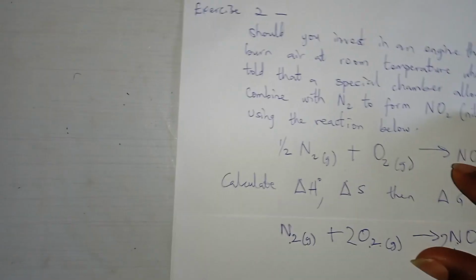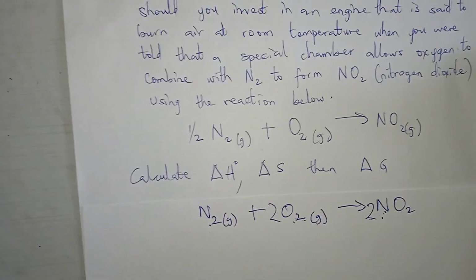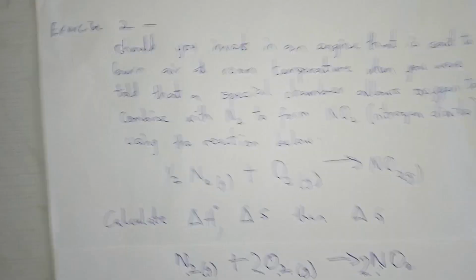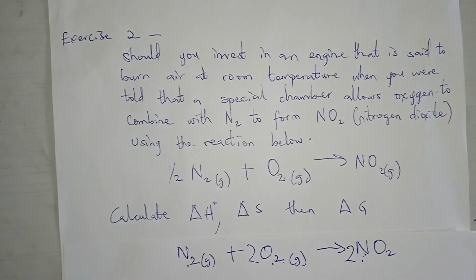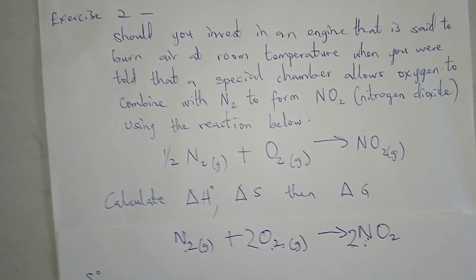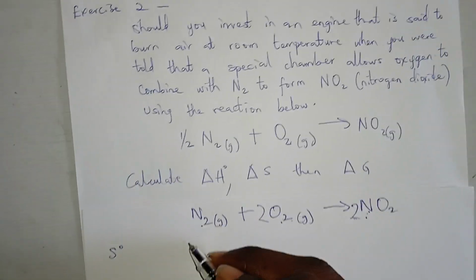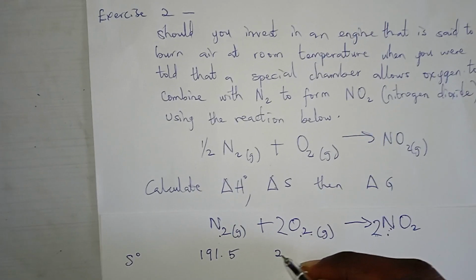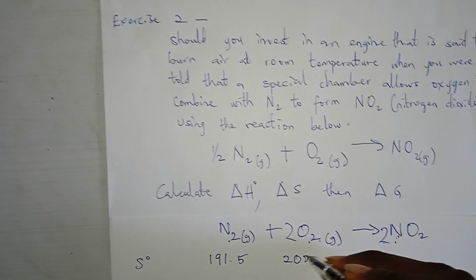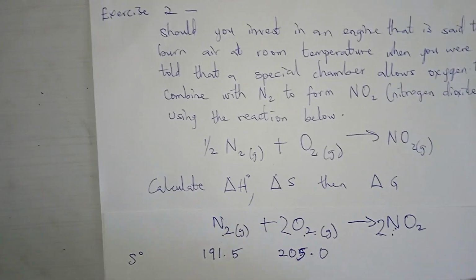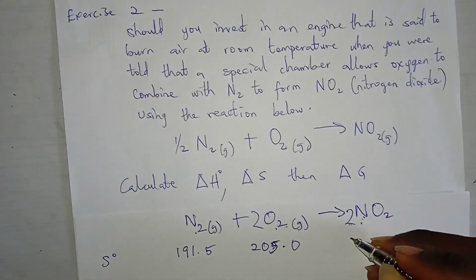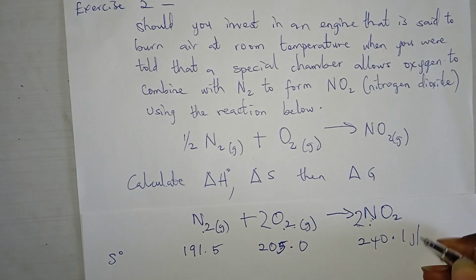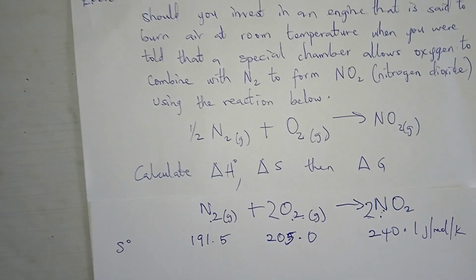Okay, they did not give me any value. That is why in a situation where you are not given any value, you need to go and study the entropy and enthalpy of the elements. So the entropy of nitrogen is 191.5. That of oxygen at standard temperature and pressure is 205.0. Then this compound, the entropy of nitrogen dioxide, is 240.1 joule per mole per Kelvin.